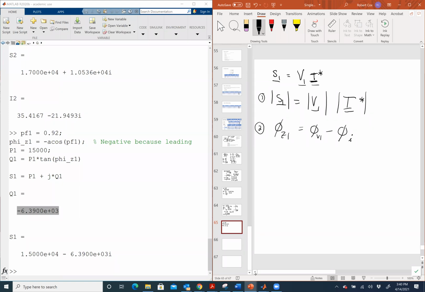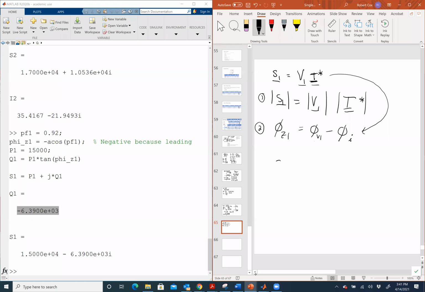Or is it conjugate? Count for the conjugate, right? Because if I said, what's the difference? What's the angle? If the angle of I is phi I, what's the angle of I conjugate? Negative phi I. It's the negative of that angle. Okay. So I can solve those two relationships independently if I want to as well. All right. We know phi Z1, we know phi V1, so we can solve for phi I1.